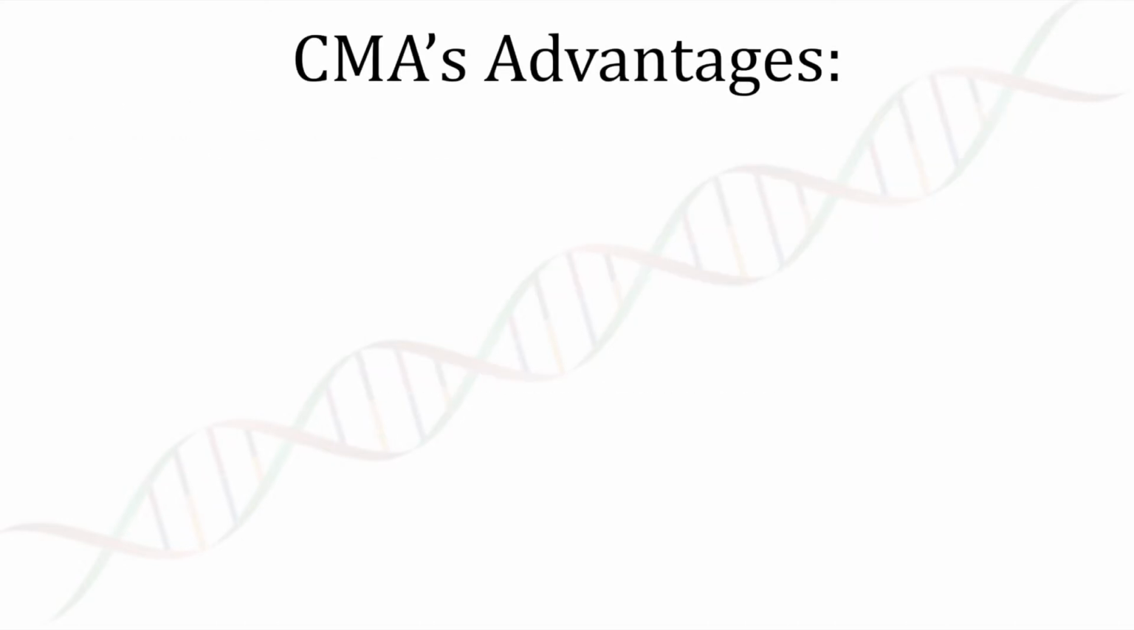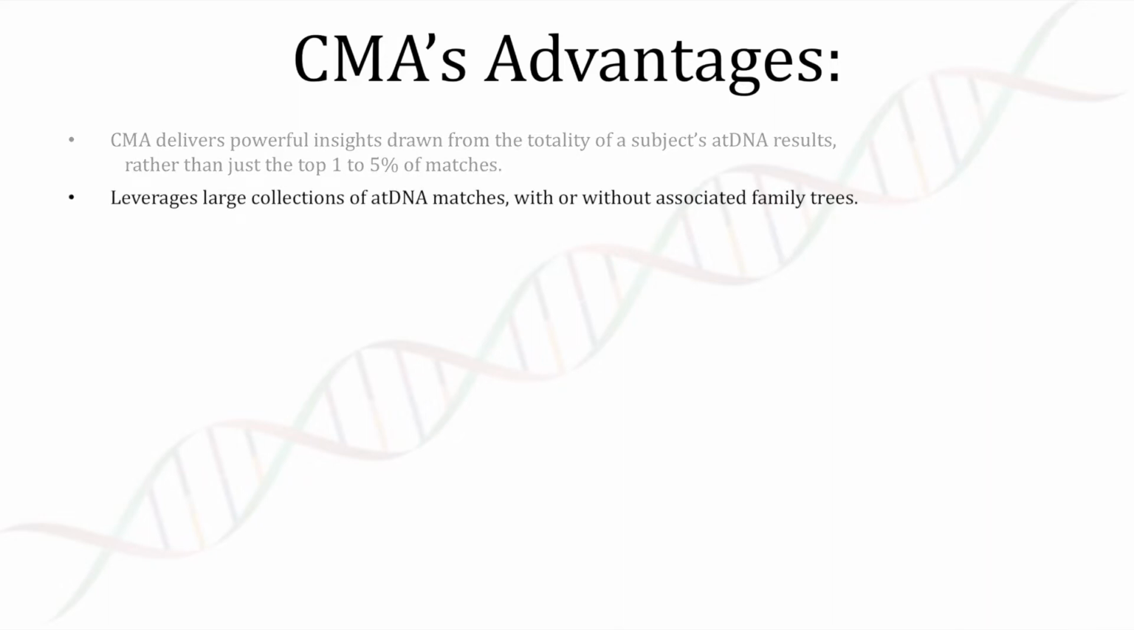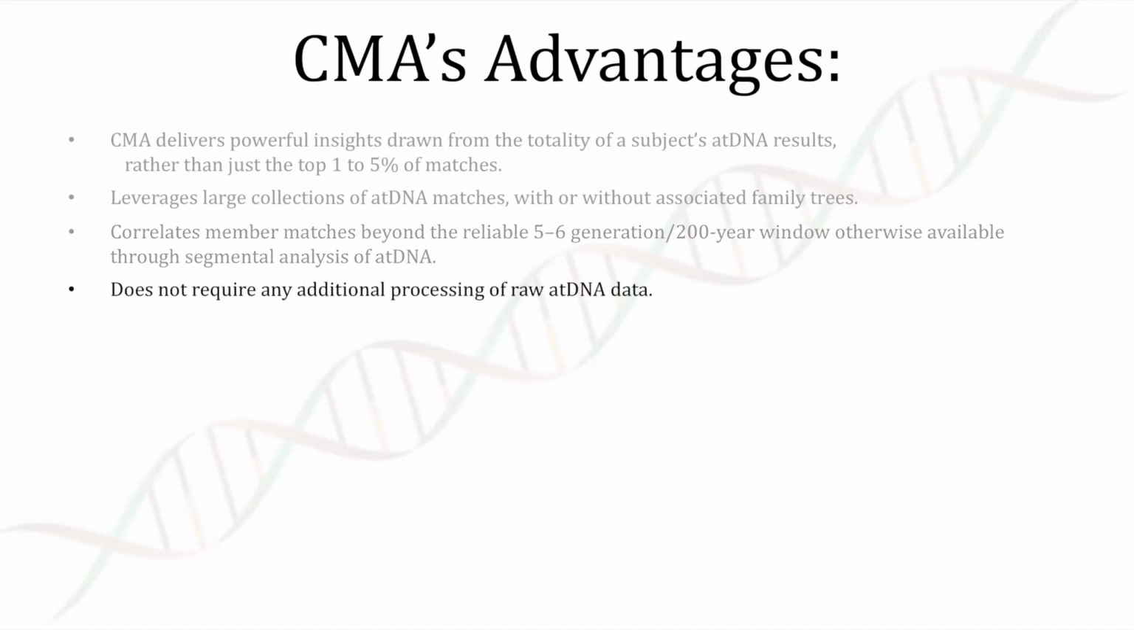CMA's advantages. CMA delivers powerful insights drawn from the totality of a subject's DNA results rather than just the top 1 to 5% of matches. CMA leverages large collections of autosomal DNA matches with or without associated family trees. CMA correlates member matches beyond the reliable 5 to 6 generation or 200-year window otherwise available through segmental analysis of DNA. CMA does not require any additional processing of raw DNA data.